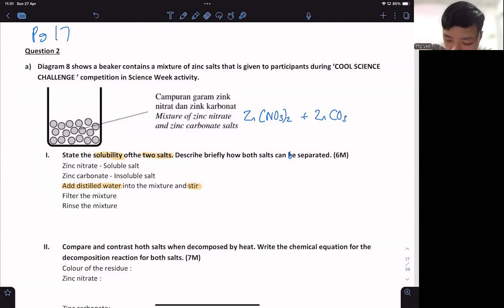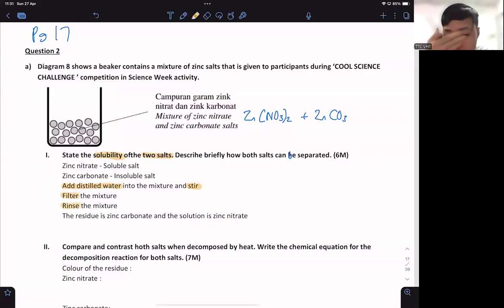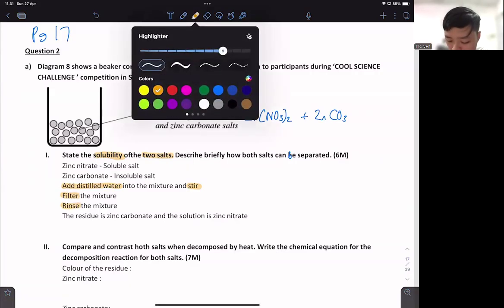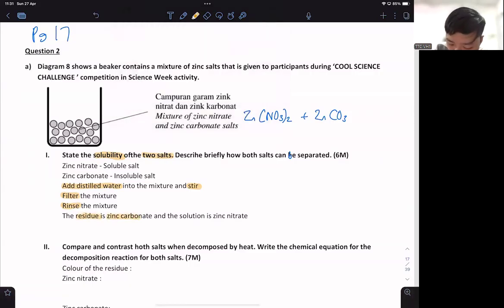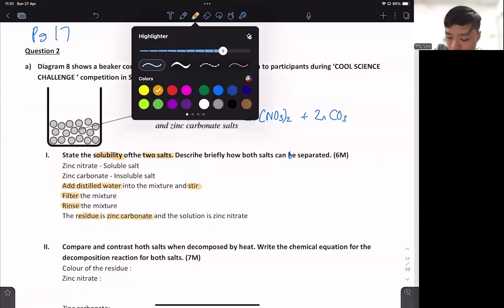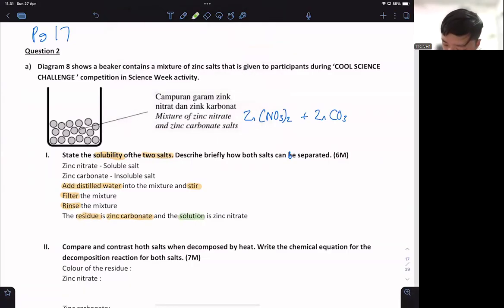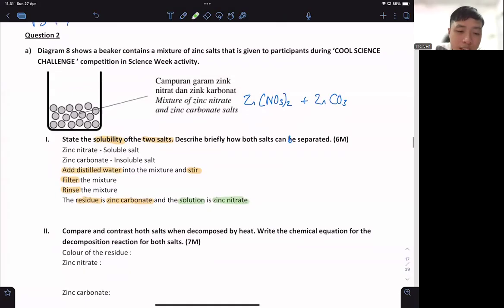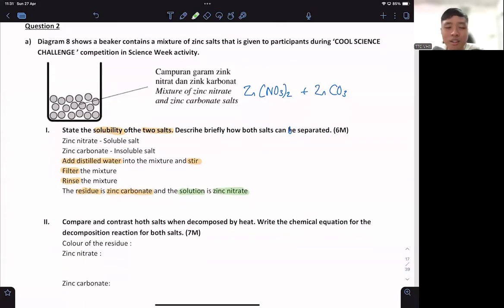So you filter and rinse the mixture. Then the residue is zinc carbonate. And the solution, the liquid, is zinc nitrate. That's how you split. Sometimes you come up with this type of question. The process is called filtration.